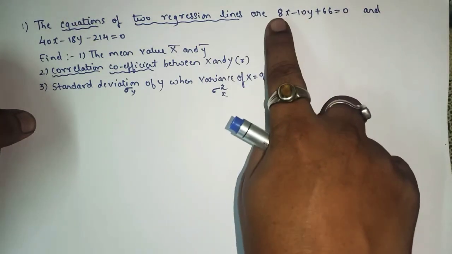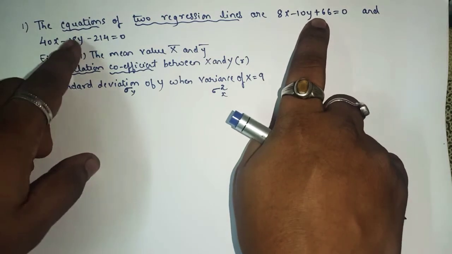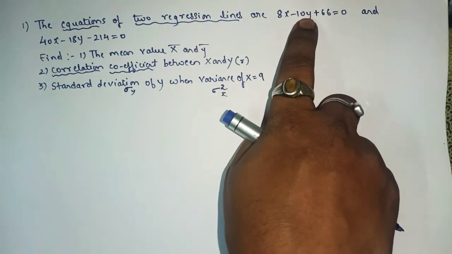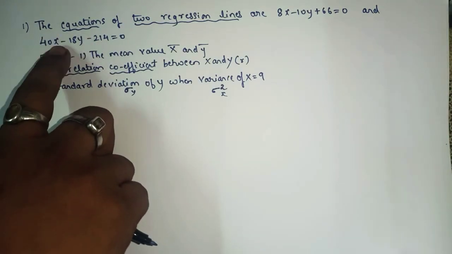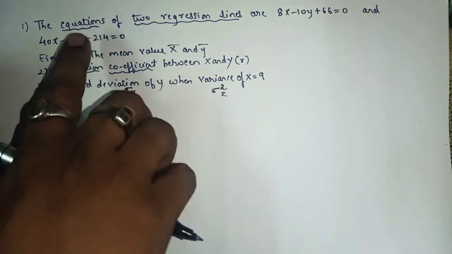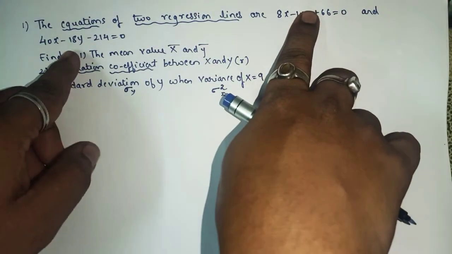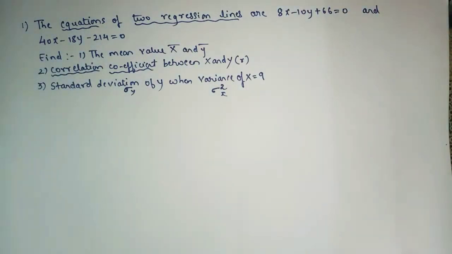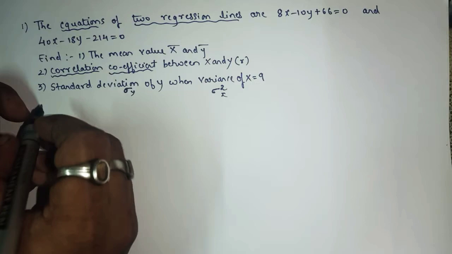So here we don't know exactly which of the given equations is which. Whether the first one is y on x or x on y, or the second one is y on x or x on y, that exactly we don't know. It is simply given that these two are the two regression equations. That's it. Okay, first we'll see how to find the mean value of x and y.